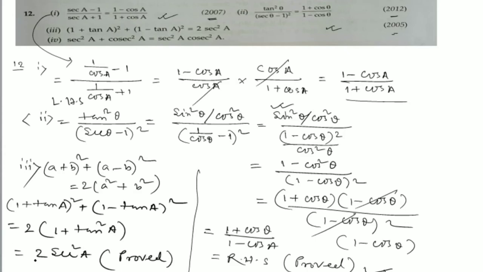Okay, number 4, it is also very easy. You just convert sec a into 1 by cos a, and cosec a into 1 by sin a. Then you do the LCM, and after division you will get the result. So you will do it at home. It will be your homework.